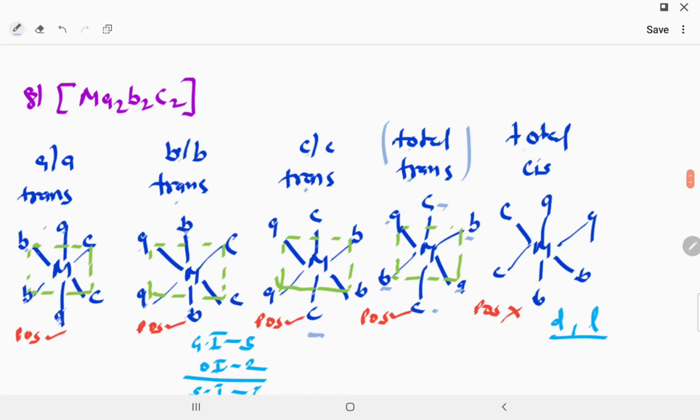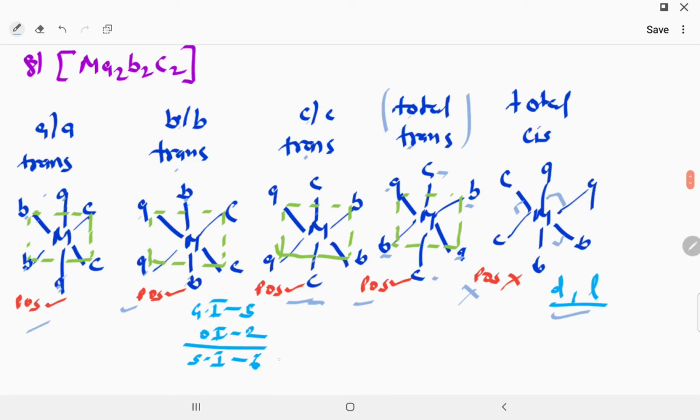Now in total cis, A cis, C cis, B cis. Now you are able to see that this green dotted line in the first four shows the POS plane. We can cut into two equal halves. But in the last one we cannot cut into two equal halves, so it will show dextro and levo. So total geometrical 5, optical 2, so total stereoisomers we can say 6, because one optical is counted in the geometrical. I hope guys this is very clear to you.